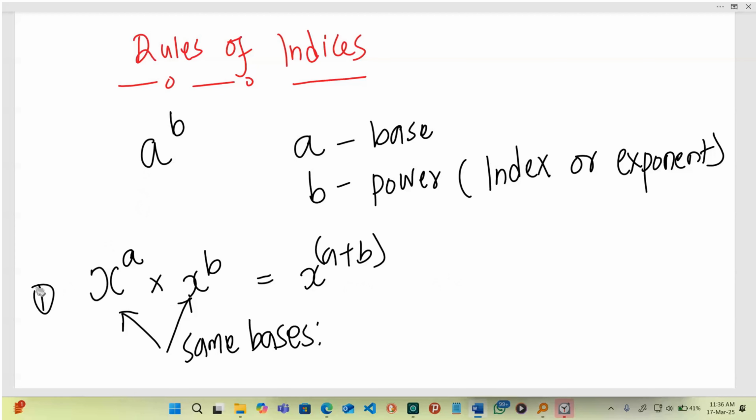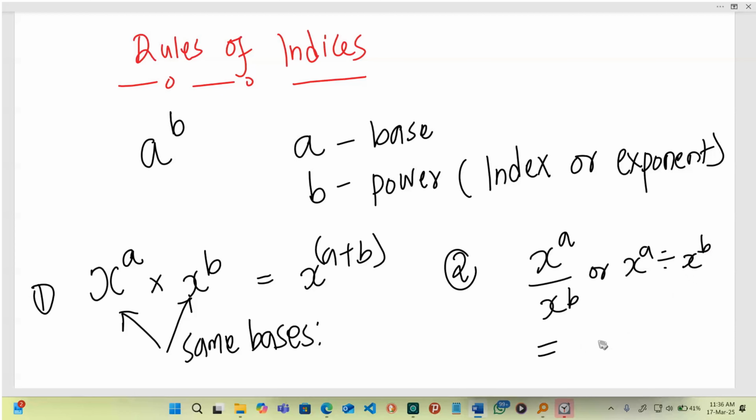That is one. Two is that when I'm dividing, for example, I have x to power A divided by x to power B, this is the same as saying x to power A minus B, as long as the bases are the same. That is a condition.